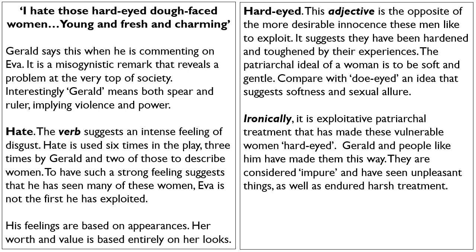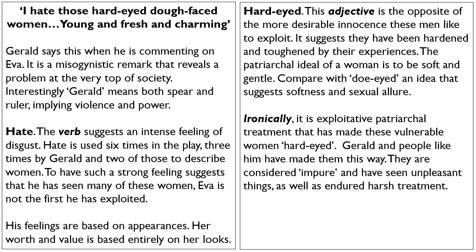His feelings are based entirely on their appearances, and Eva's appearance, and her worth and value is based entirely on what he can get out of her, how he can get something from her. He talks about the women being hard-eyed. Now that adjective is the opposite of the considered more desirable innocence that these sorts of men like to exploit. So this quote kind of delves into slightly uncomfortable territory when we start to talk about misogyny and patriarchy. It does suggest that they've been hardened or toughened by their experiences.